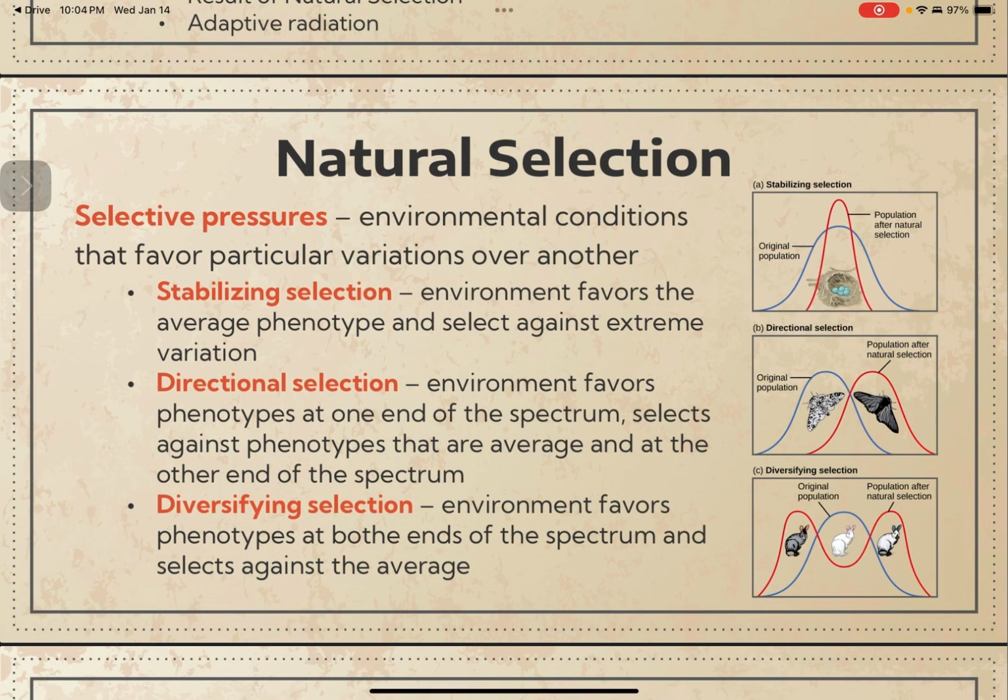Directional selection is where our environment favors phenotypes at one end of the spectrum or the other, and selects against phenotypes that are average and at the other end of the spectrum. So they either favor right or left, not the middle. And if it's right, it doesn't favor middle or left, and if it's left, it doesn't favor middle or right. And then diversifying selection is where our environment favors phenotypes at both ends of the spectrum and selects against the average. So they like both right and left, and they don't like the middle.